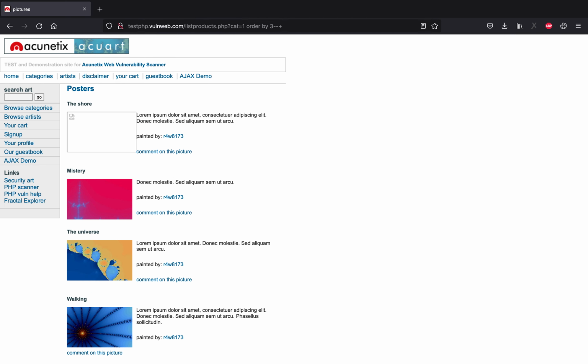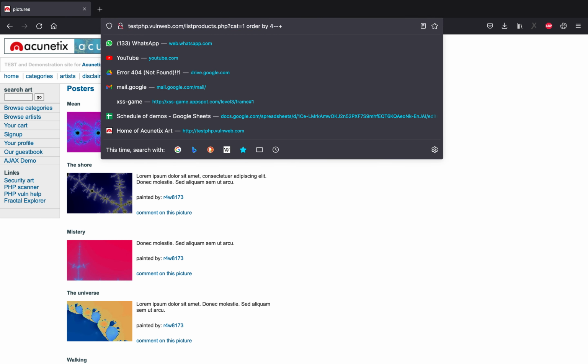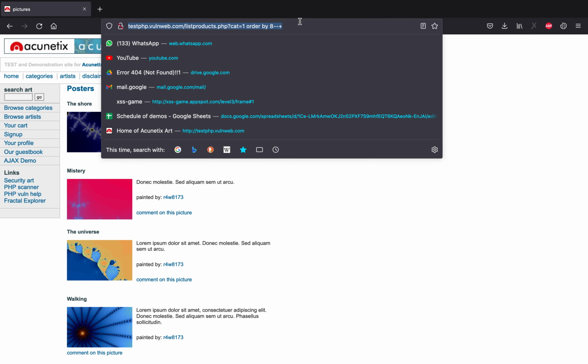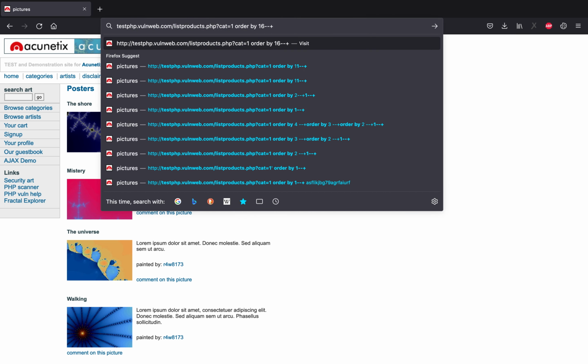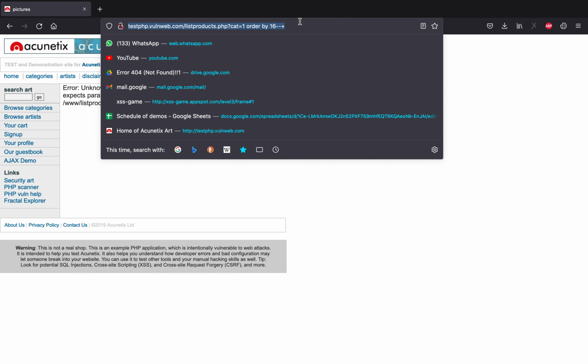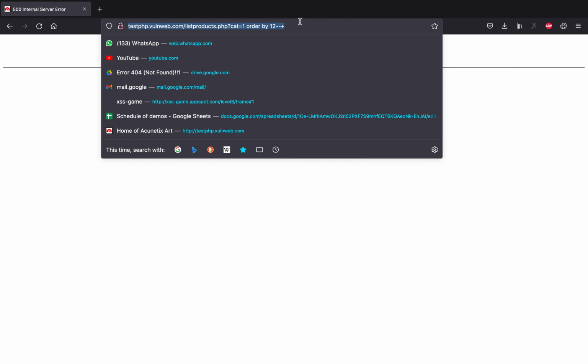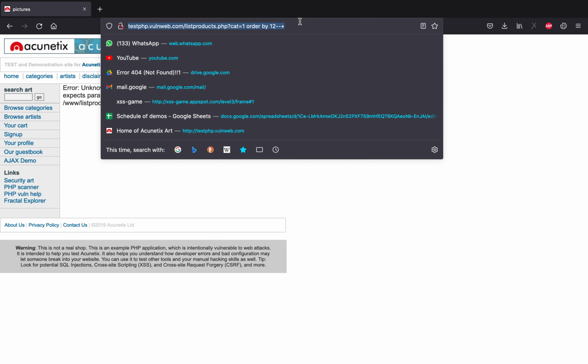Let's use binary jumping. Order by 4, minus minus plus. 4 plus 4 is 8. It's still there. 8 plus 8 is 16. Okay, so the total number of columns present is between 8 and 16. 8 plus 16 is 24, divided by 2 is 12. Okay, which means between 8 and 12, 20 plus 10.